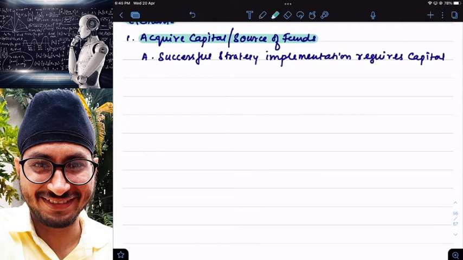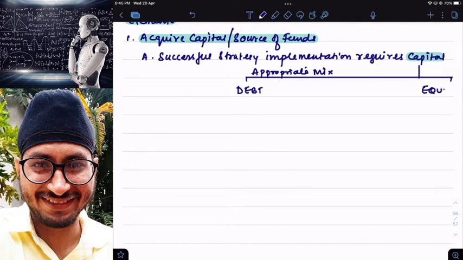And from where do I get this capital, sir? It can differ. It should be an appropriate mix. Clear? Mix of what? It should be an appropriate mix of debt and equity. Very high debt and very little equity will be a problem for the company, and very high equity, very little debt also will be a problem for the company.